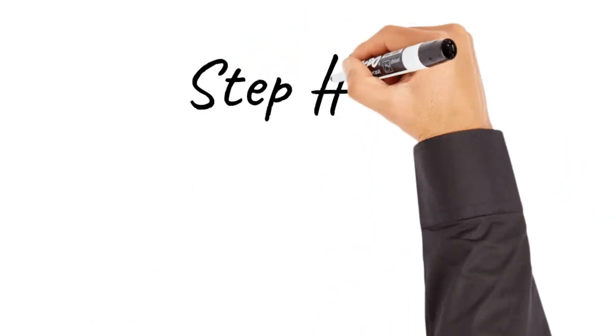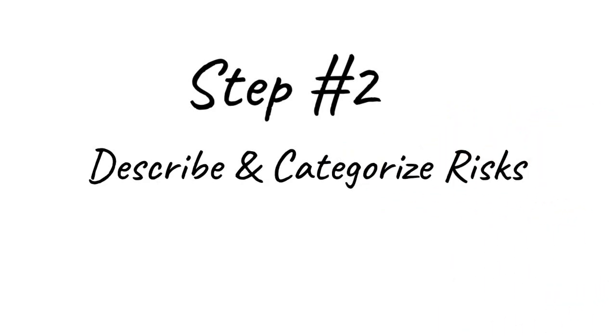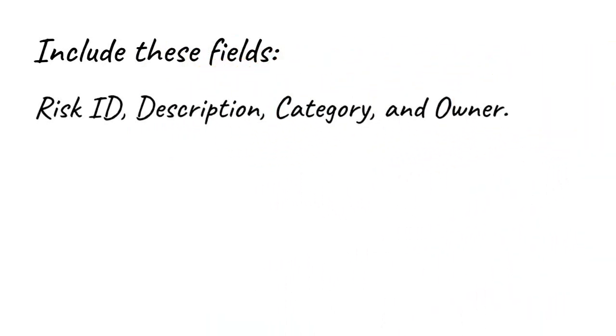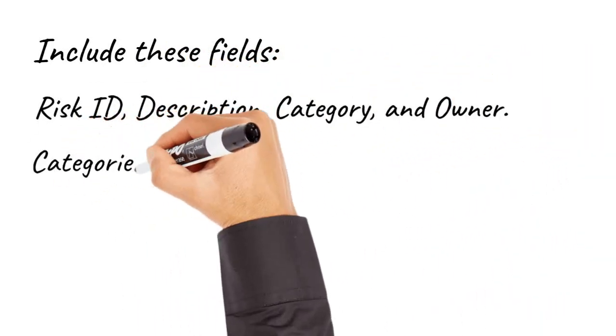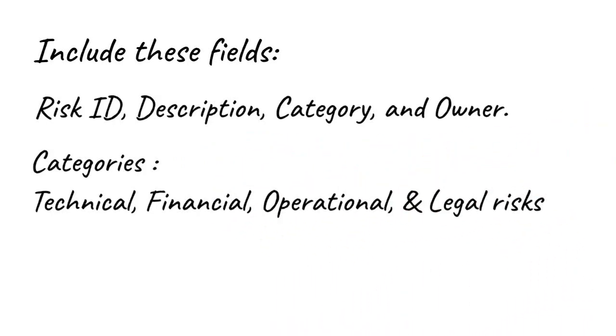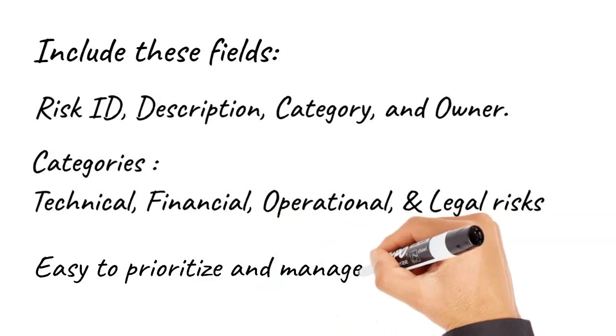Next, describe each risk clearly and categorize it. Include these fields: risk ID, description, category, and owner. Categories can include technical, financial, operational, and legal risks. Categorizing risks makes it easier to prioritize and manage them effectively.